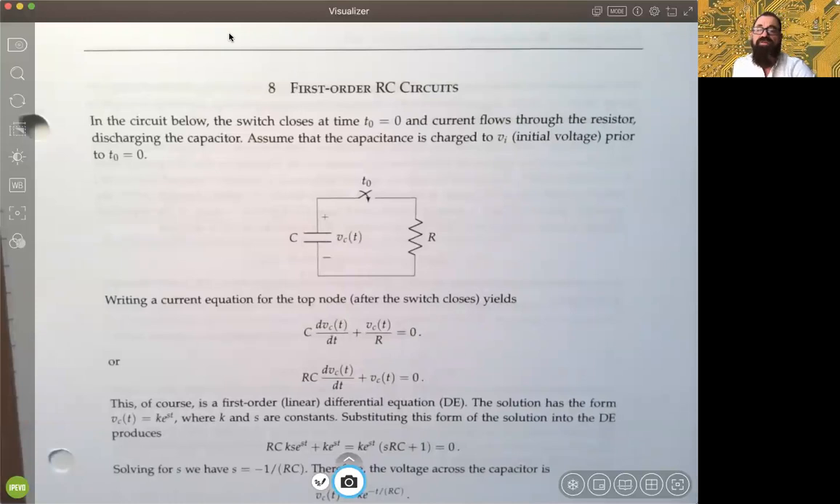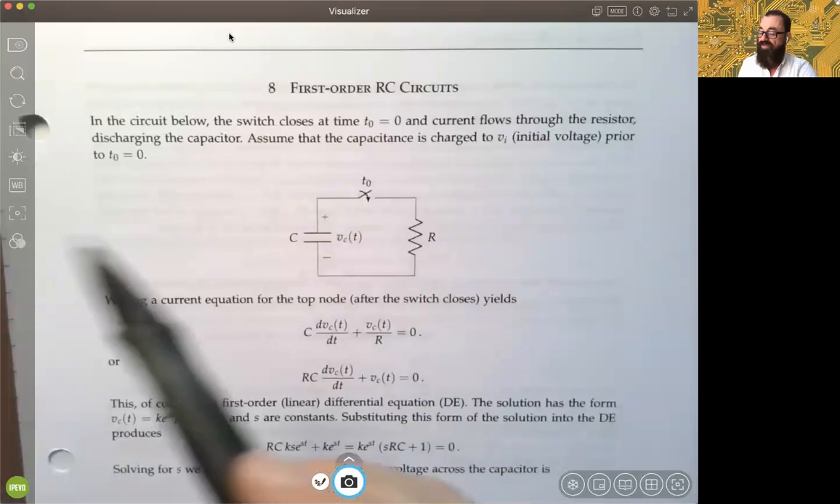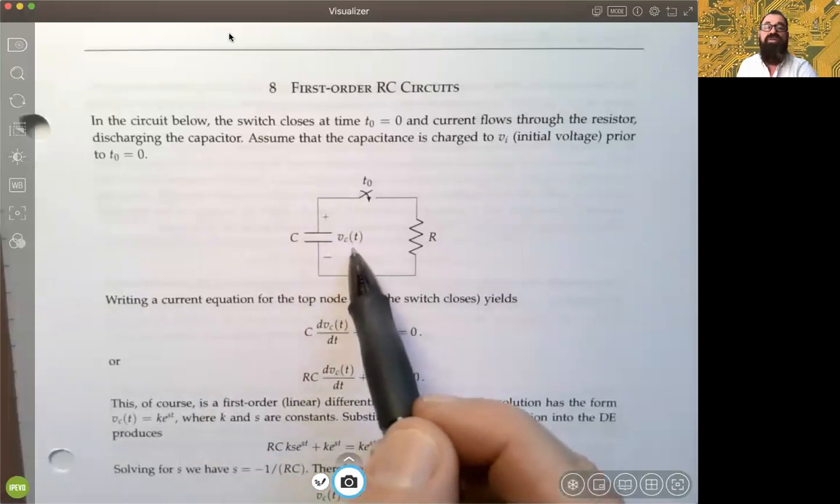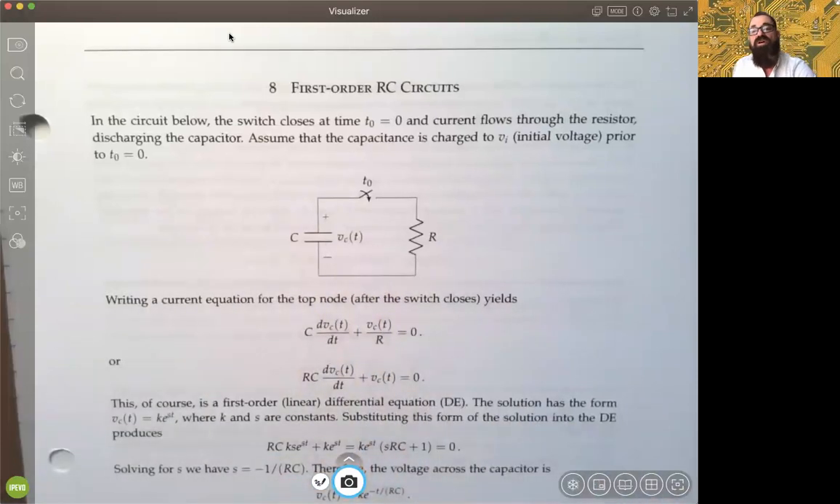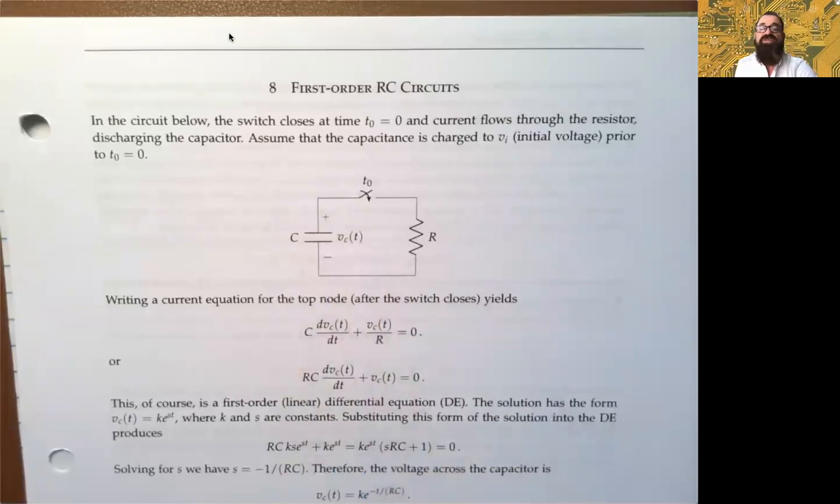But we're going to finish out the course by just looking at this particular scenario and see how voltage and current change when you have both of these types in the same circuit. All right, so in the circuit below, the switch is going to be closing at time t0. As indicated here, we have our capacitance with a voltage V sub C across it and the resistance R.